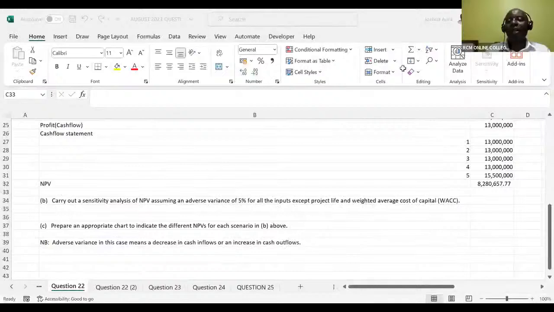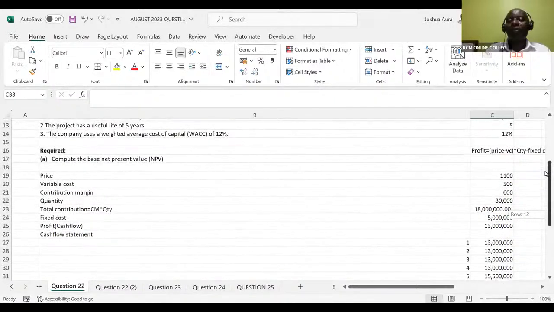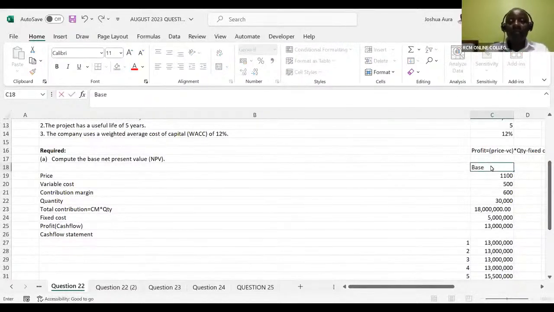So I'll come back here. Remember, whatever information we had here is what we call the base. This information is the base because it's the information we've been able to use without changing anything. And then now I'll come and do my first scenario.